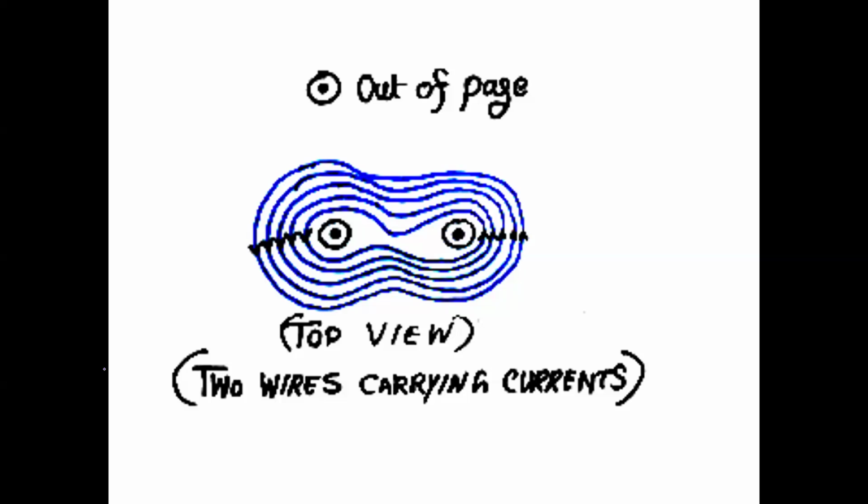Now look at this. This is the last thing for today, and this is the top view. I repeat the last concept for today. Like currents attract each other. Why? Because the two fields merge. I repeat, like currents attract each other. Why? Because the two magnetic fields merge together.